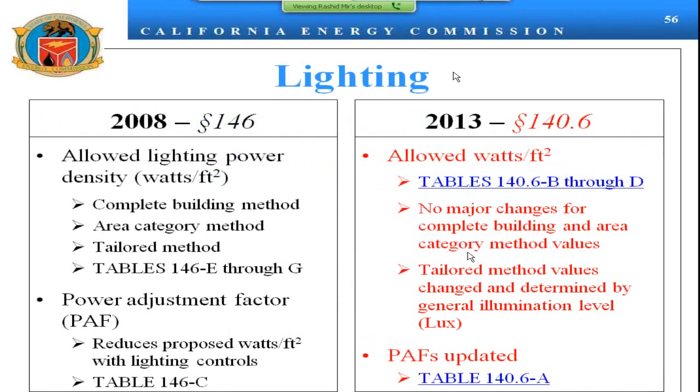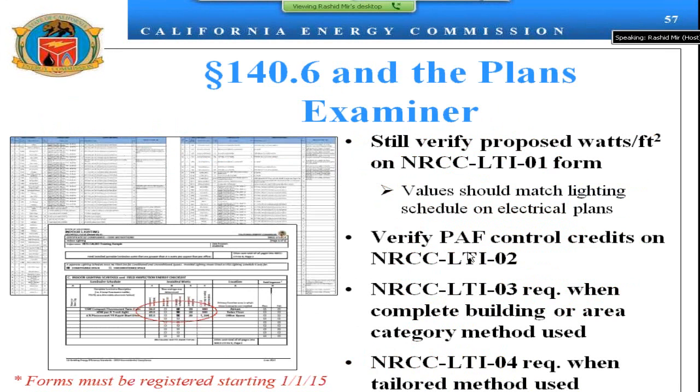Okay, so how do these changes affect the plans examiner? The plans examiner is going to do the same thing. You're going to verify proposed watts per square foot on the LTI form. Instead of it being the LTG1C, it'll now be on the NRCC LTI, which stands for Lighting Indoor 1 form. What you're going to want to verify is that the value should match the lighting schedule on the electrical plans.